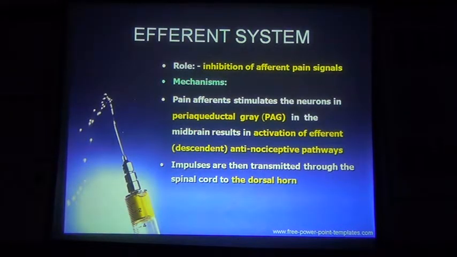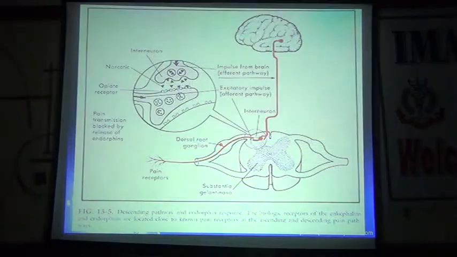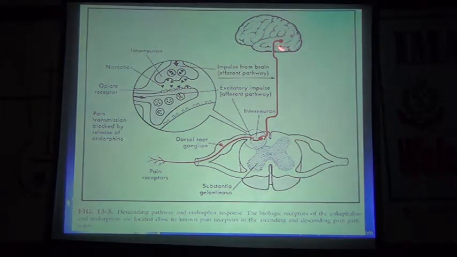The efferent system's main role is inhibition of the pain signal. The neurons in the periaqueductal gray area are the main neurons that send an inhibitory signal to the substantia gelatinosa through the efferent fibers. The main neurotransmitter is GABA. Next. So the fibers from the central nervous system inhibit the nerve fibers at the substantia gelatinosa.